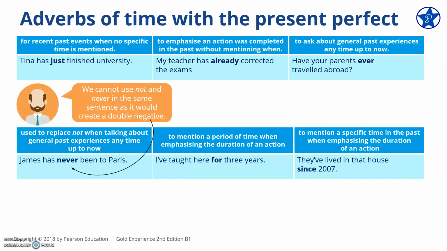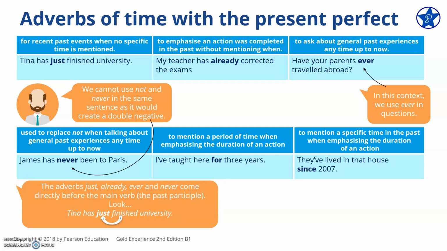We cannot use not and never in the same sentence, as it would create a double negative. So please be careful with this example, because in Spanish, for example, you can use a double negative, or even in Polish. However, in English it is not correct. Ever. In this context, we use ever in questions. The adverbs just, already, ever and never come directly before the main verb, the past participle. Just look, Tina has just finished university.